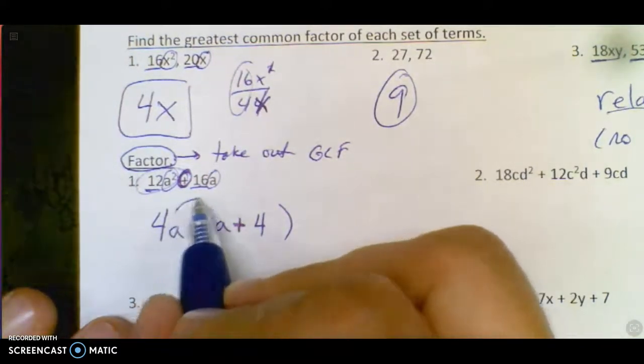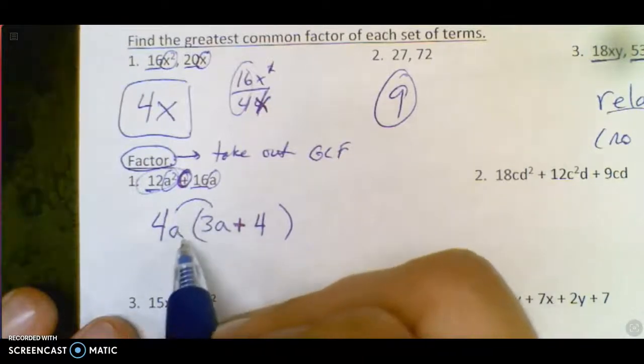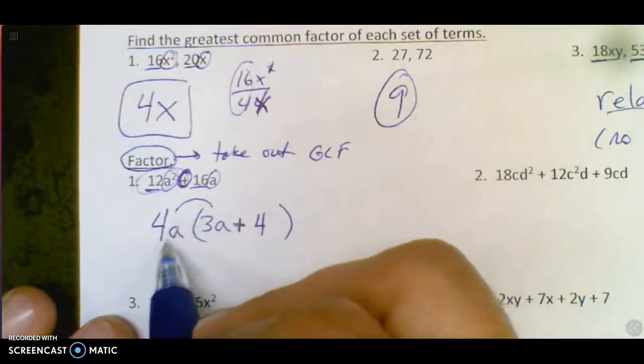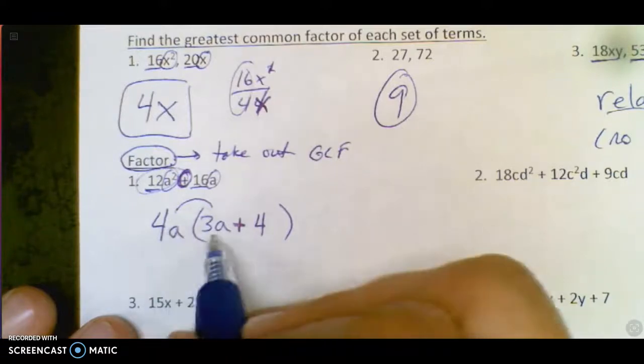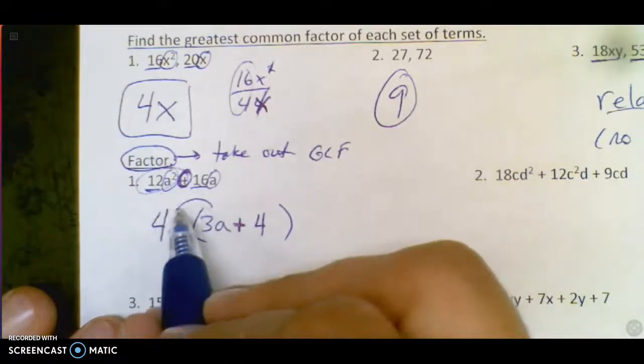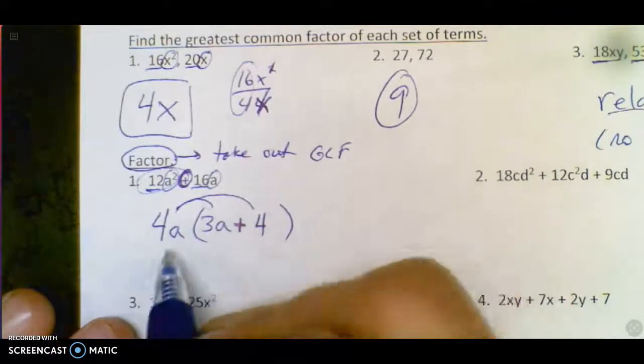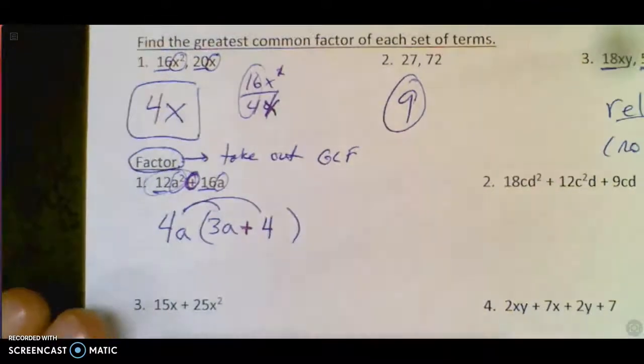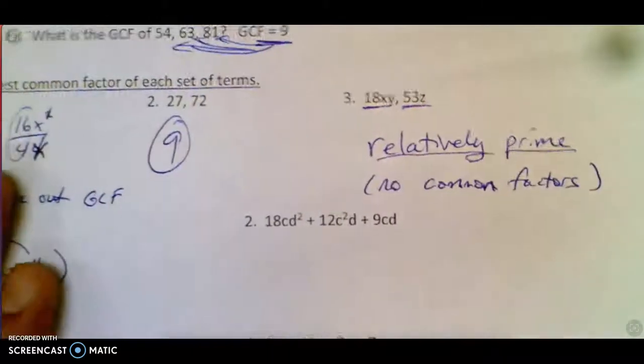Now, a great way to check if you did it right is when you think you're done, distribute it back and think, you don't have to write it out, but think in your head, what would I get from that times that? 12A squared. Awesome. What would I get from that times that? 16A. Awesome. So if you keep in mind that factoring is just the opposite of distributing, you will be pretty good.